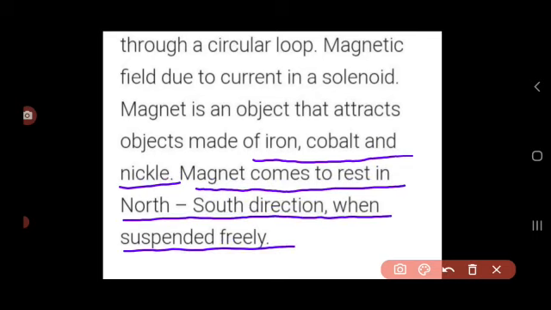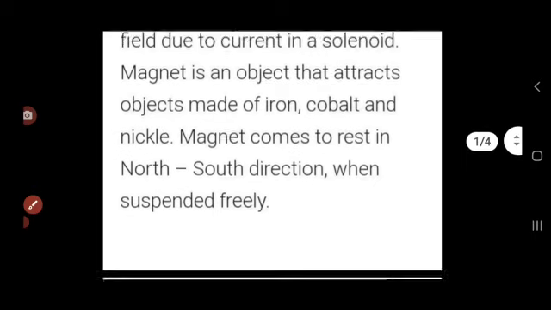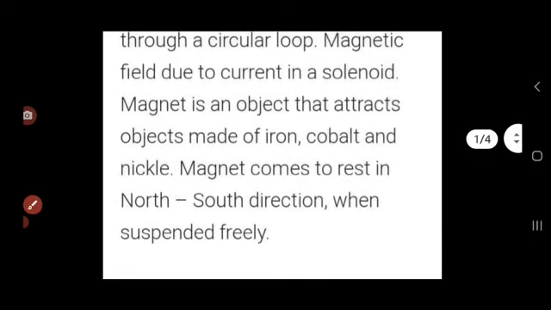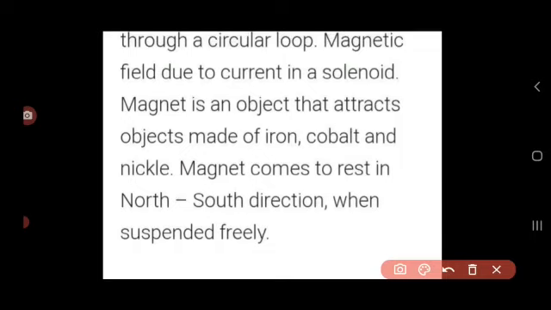Now, magnet is classified in two groups. One is natural magnet and another is artificial magnet. Now we have to deal with them one by one.